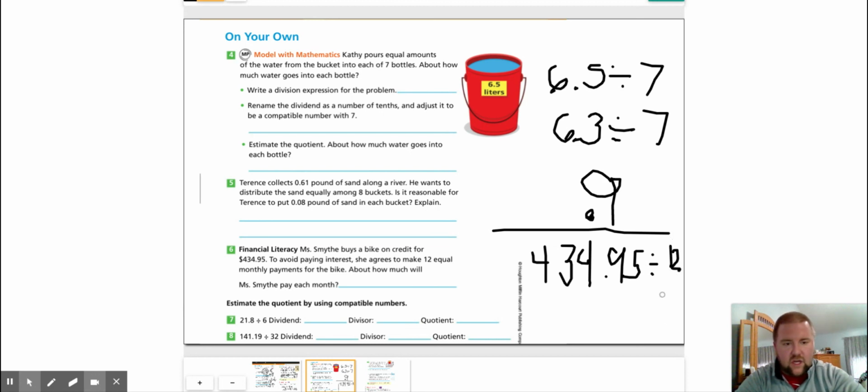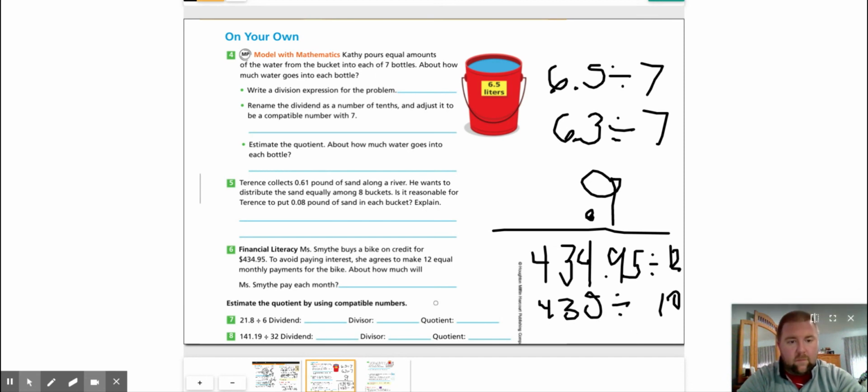Okay, so then we would change the 12 to be a 10. And what number close to this could be divided by 10? Well, we know 10, 20, 30, 40, 50, 60. We could go all the way up if we wanted to, right? But we just know that this has to have a 0 in the ones place. So I would change this to be 430. And I would do 430 divided by 10.